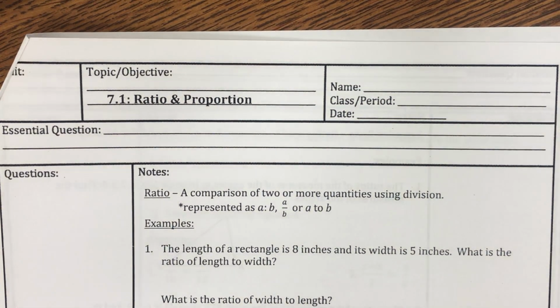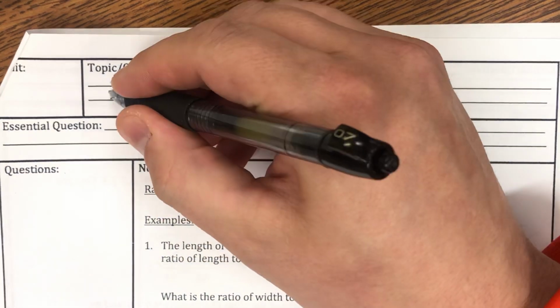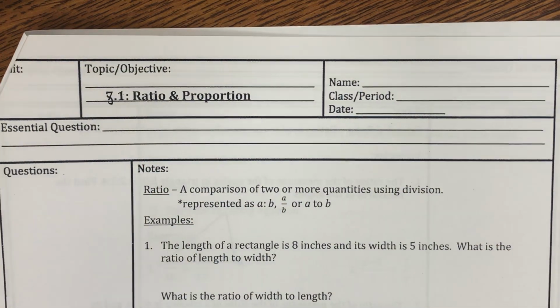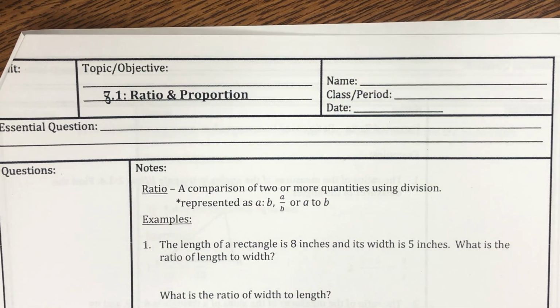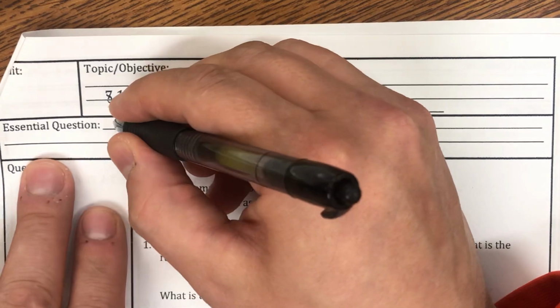All right, Mr. Ahmed here. We're going to start up our Chapter 8 notes here. It does say that it's currently Chapter 7 based off of our note packet. However, it does correlate with Chapter 8 in our textbook, so we're going to change this 7.1 to an 8.1 for ratios and proportions. Our essential question is, how do we solve proportions and set up ratios?